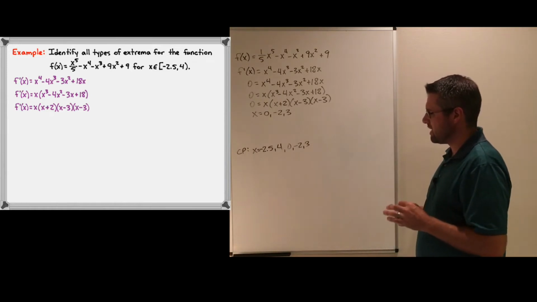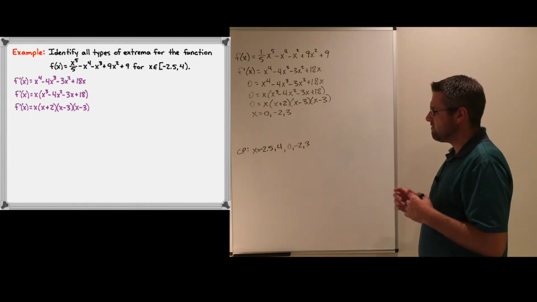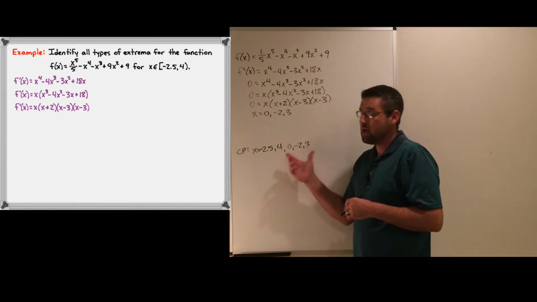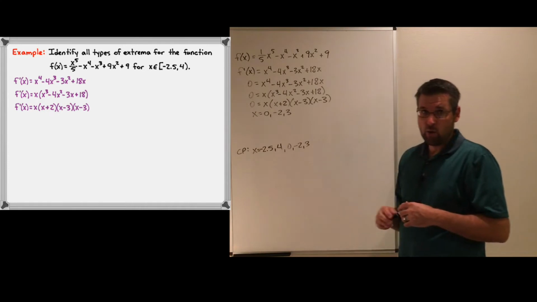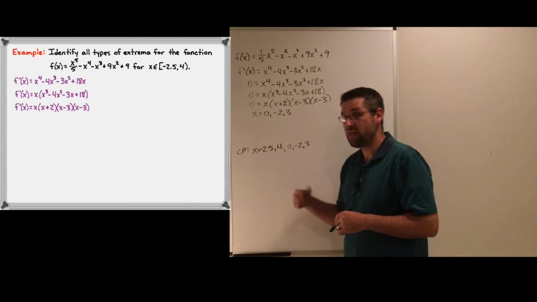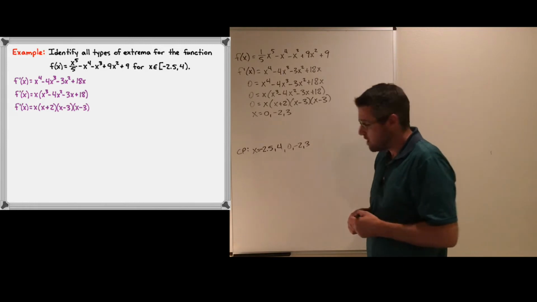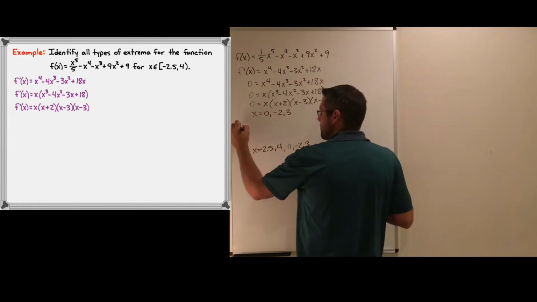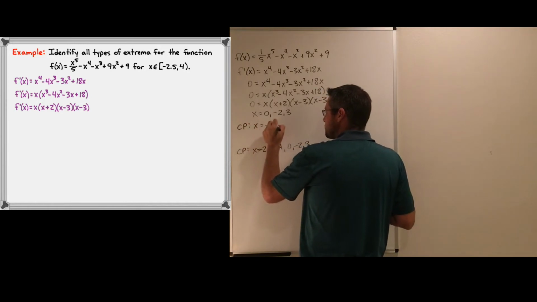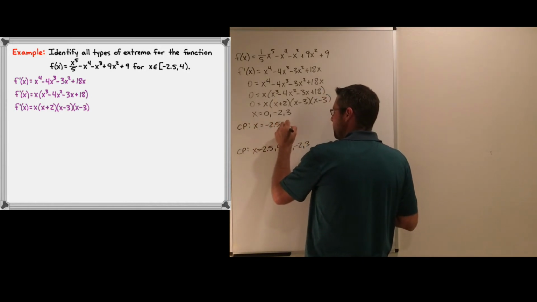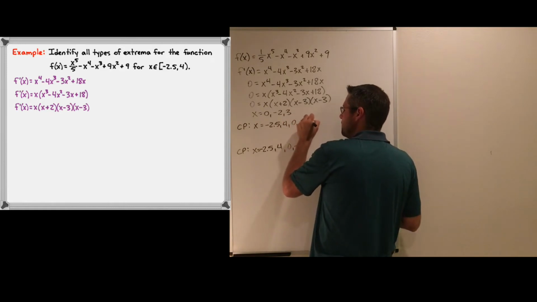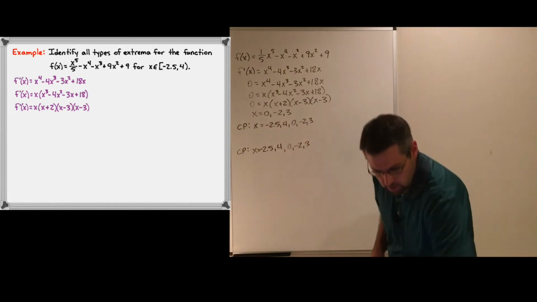So now the next step in this process is to figure out what kind of extrema these produce. Now our goal is to try and do this without graphing it. We want to be able to do this analytically. So I'm going to real fast just rewrite the critical points here so I have a little bit more room down below. Negative 2.5, 4, 0, negative 2, and 3.